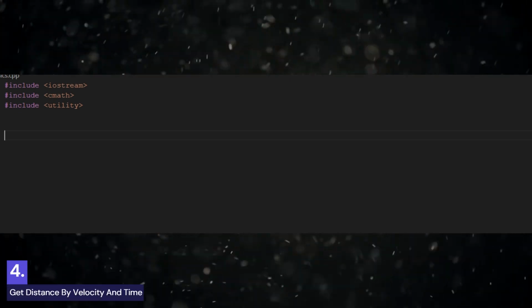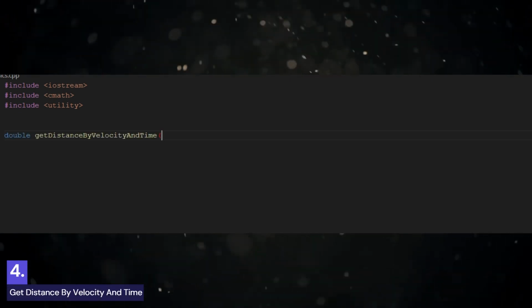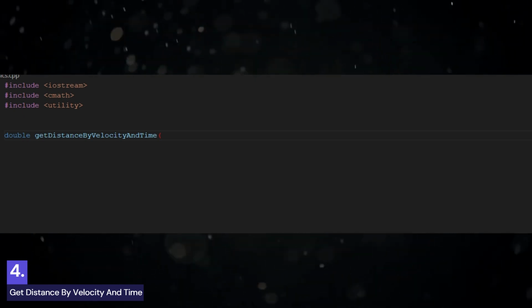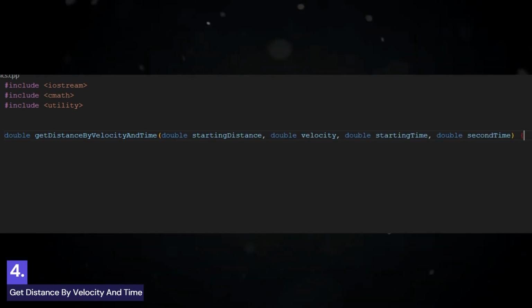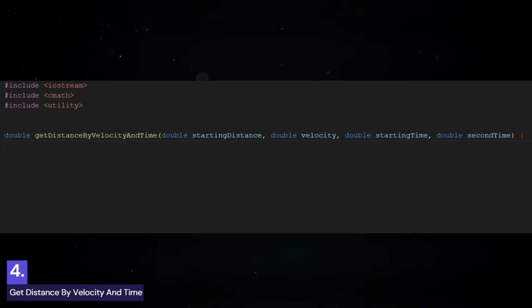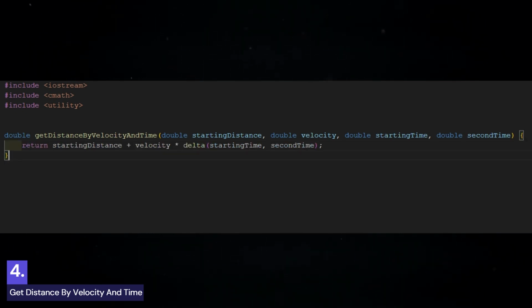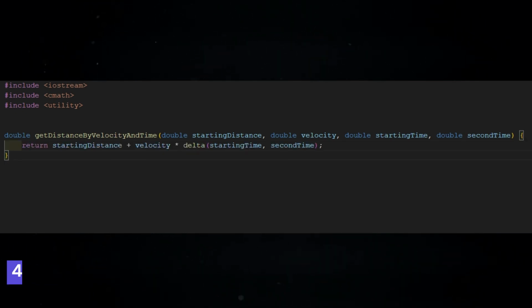The getDistanceByVelocityAndTime function determines an object's new position based on its initial position, velocity, and time interval. The formula calculates the new position after a given time.